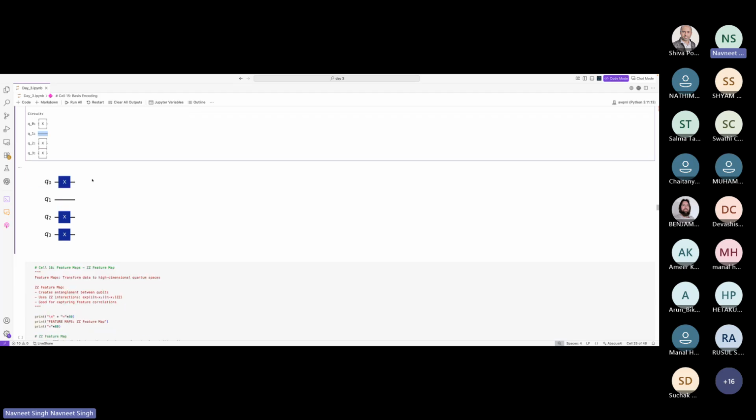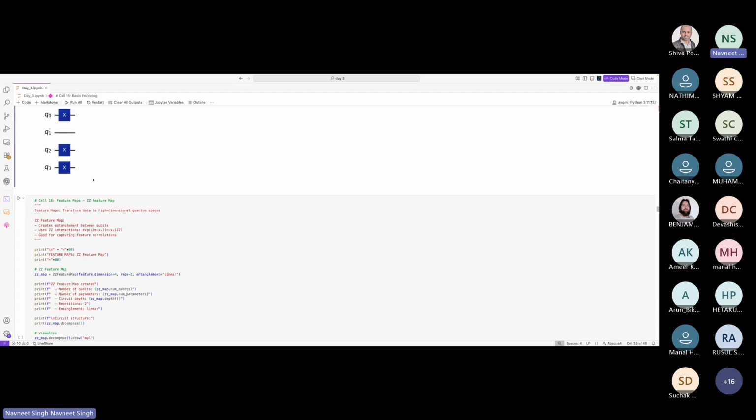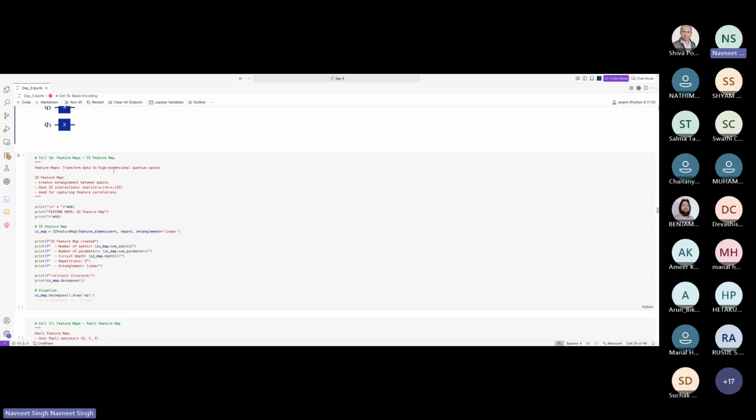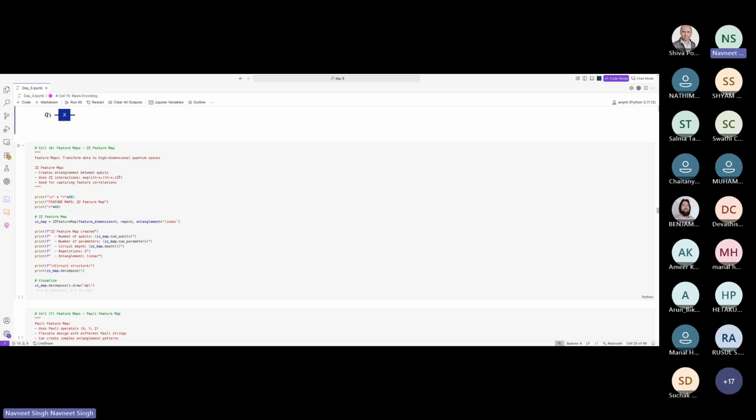Then we have very important feature maps. These are circuits which are designed to encode the features. Here I will show you how to construct the ZZ feature map, which is a very popular feature map in QML, and it's mostly used nowadays if you are using the Qiskit machine learning tool.